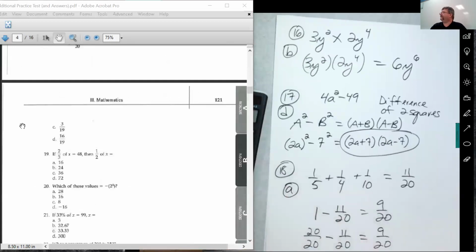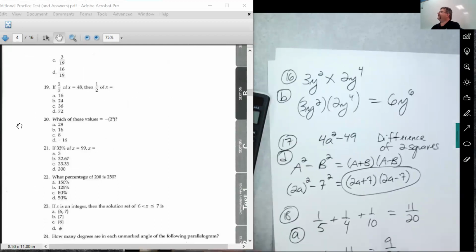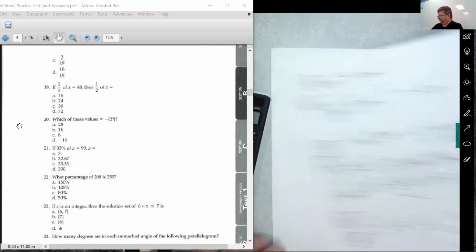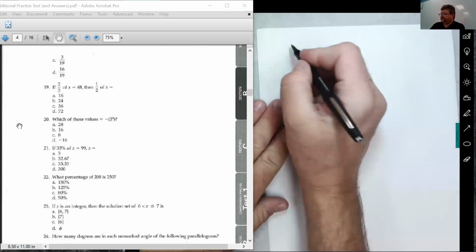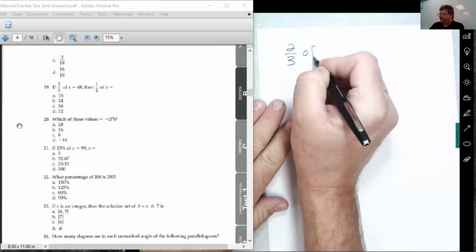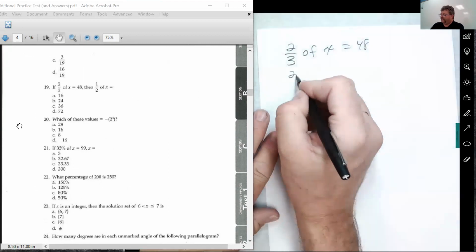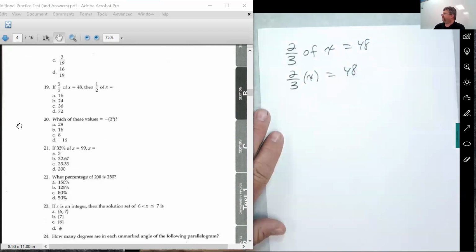Okay, 19. If 2/3 of x equals 48, then 1/2 of x is. Okay. Write it down. 2/3 of x equals 48. Of means times. 2/3 times x equals 48.